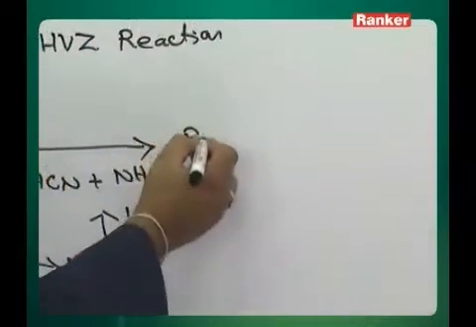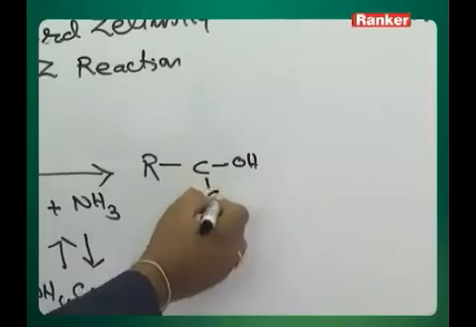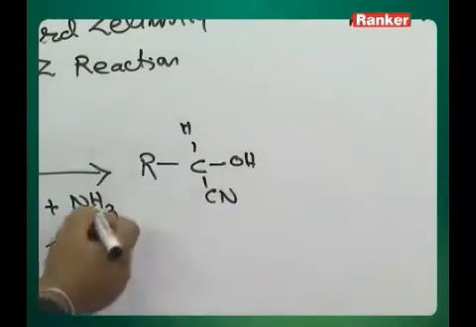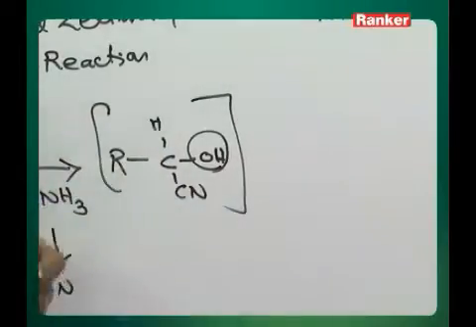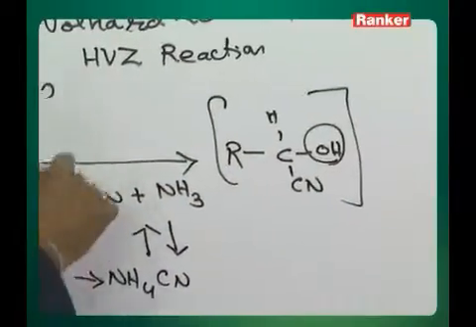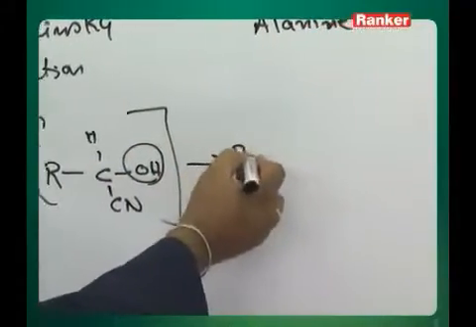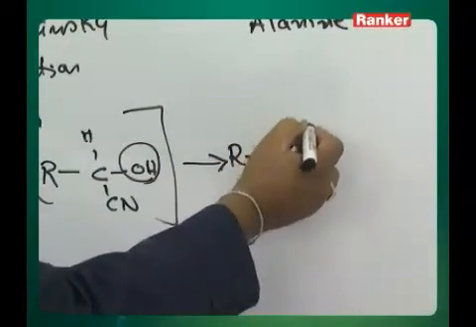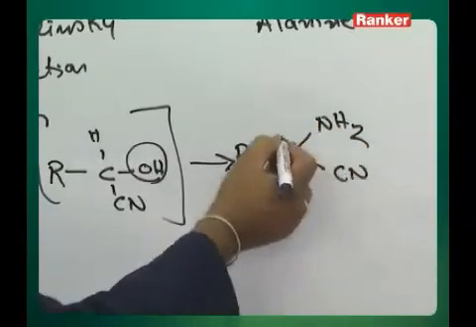Either HCN or ammonia, either one you can add first. Let us say I will show the HCN addition. O will become OH and a cyanide is added. Afterward, the ammonia will replace the OH. So either you add ammonia first or HCN first, both compounds react, and you get a carbon with an amino group as well as the cyanide group, having one hydrogen.